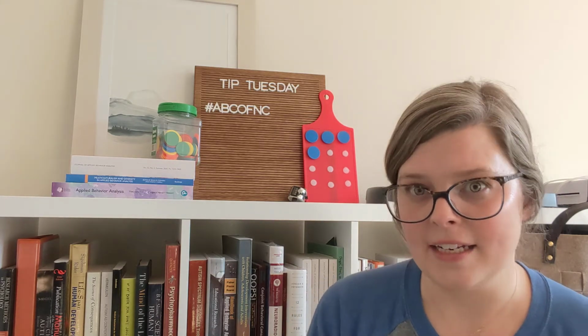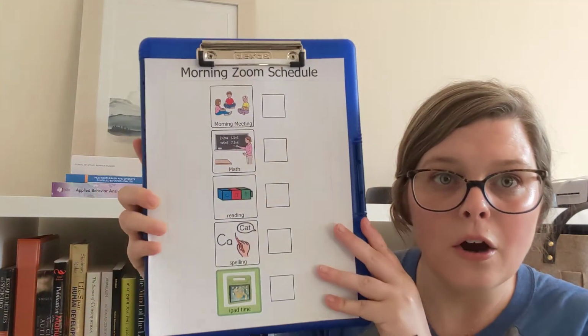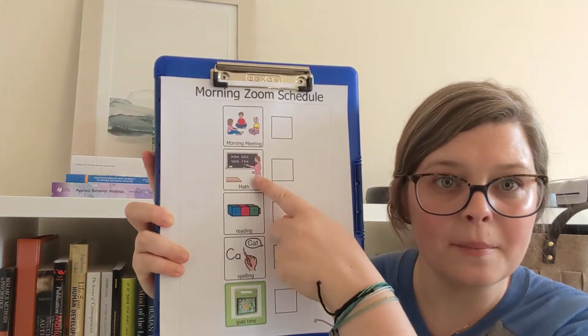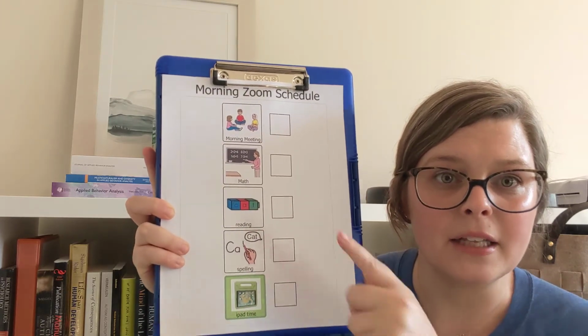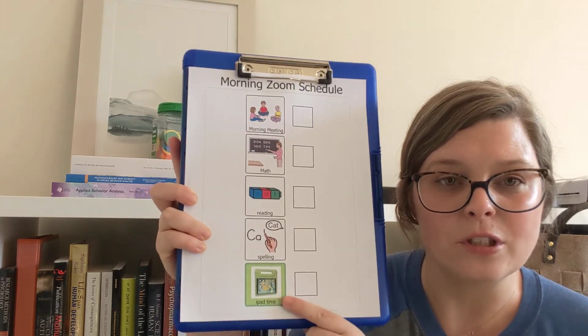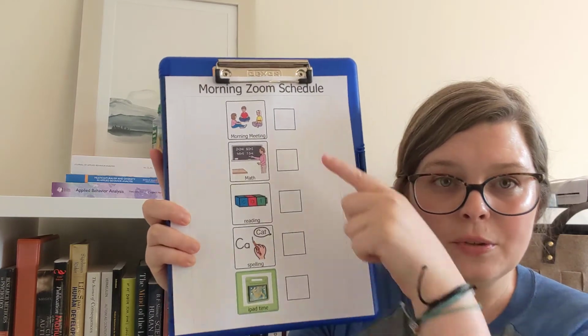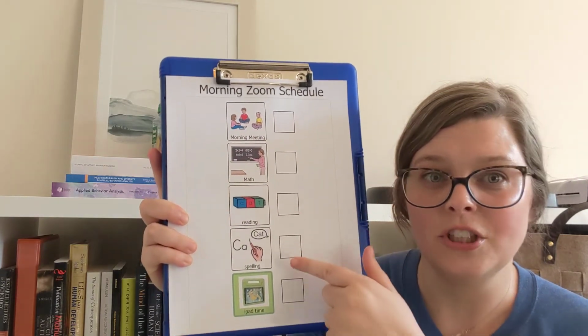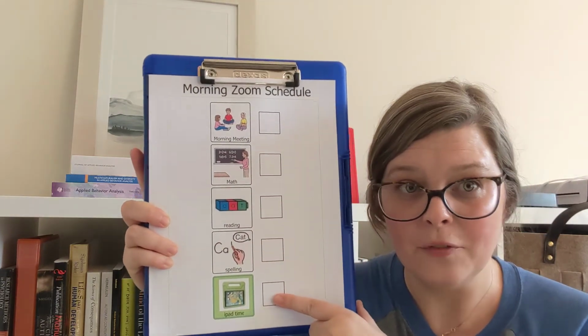You can also motivate your learner for tasks on their schedule by putting a preferred activity at the very end of the sequence. So that's what I did in my example. So we have morning meeting, math, reading, spelling, and then the reinforcer is iPad time. You can add check boxes for your learner to check off as they go. I find that's very helpful.